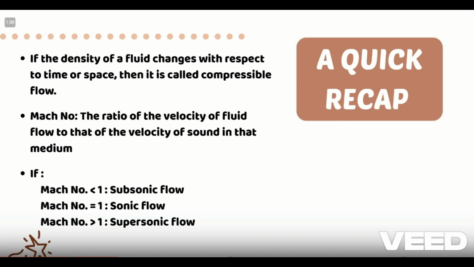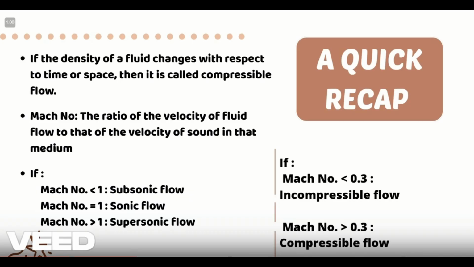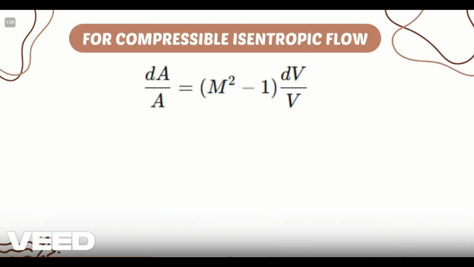If Mach number is less than 1, then it is called subsonic flow. If Mach number is equal to 1, then it is sonic flow. If Mach number is greater than 1, then it is supersonic flow. We have another type of categorization: if Mach number is less than 0.3, then it is incompressible flow. Similarly, if Mach number is greater than 0.3, then we have compressible flow.